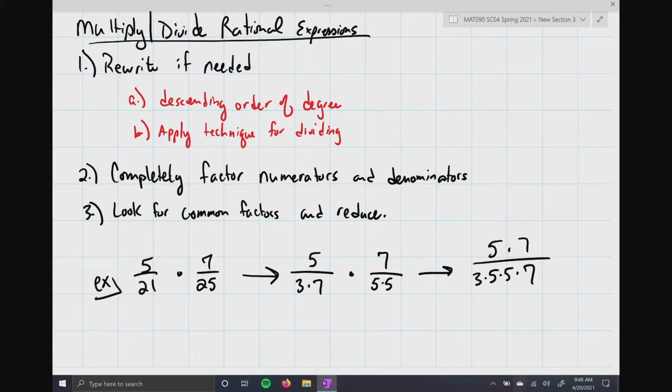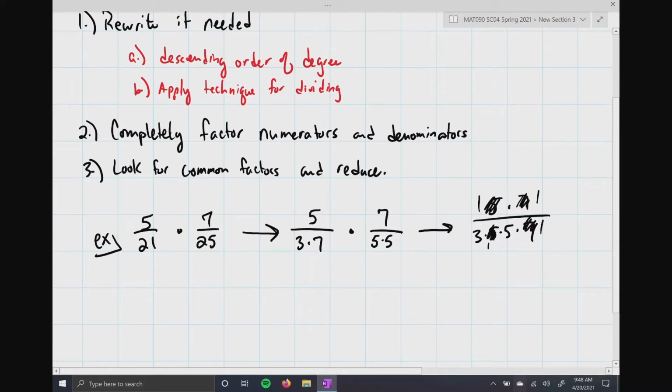Step 3. I see a 5 in a numerator, 5 in a denominator. That turns into a 1. I see a 7 in a numerator, 7 in a denominator. They turn into a 1. Now, I'm just going to clean things up a little bit. My numerator is 1 times 1, which is 1. My denominator is 3 times 5 times 1 times 1, or just 3 times 5, which is 15. There's your final result.